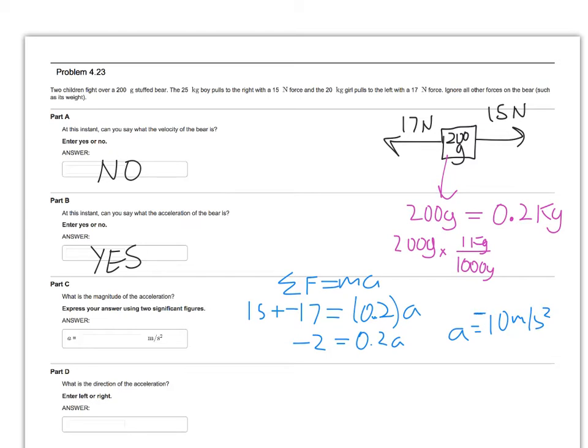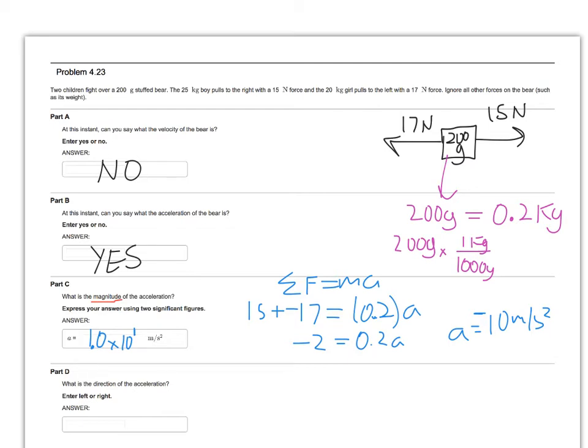Two things about putting my answer in. Number one, it says what is the magnitude? That means we're going to take the positive, and we're going to answer to 2 sig figs. Once again, I think you technically could just write 10, but if you want to be proper and do 2 sig figs, it's 1.0 times 10 to the first. But they should accept an answer of 10 as well.